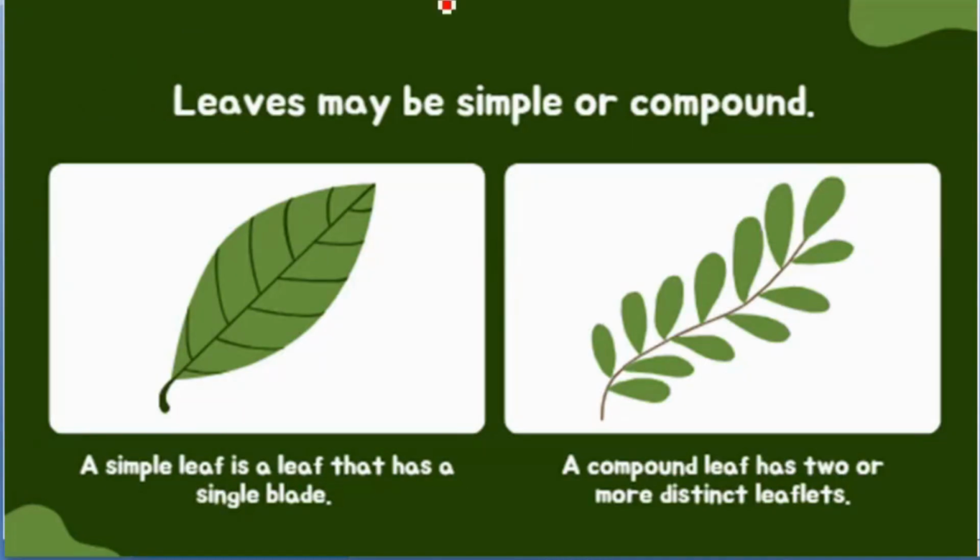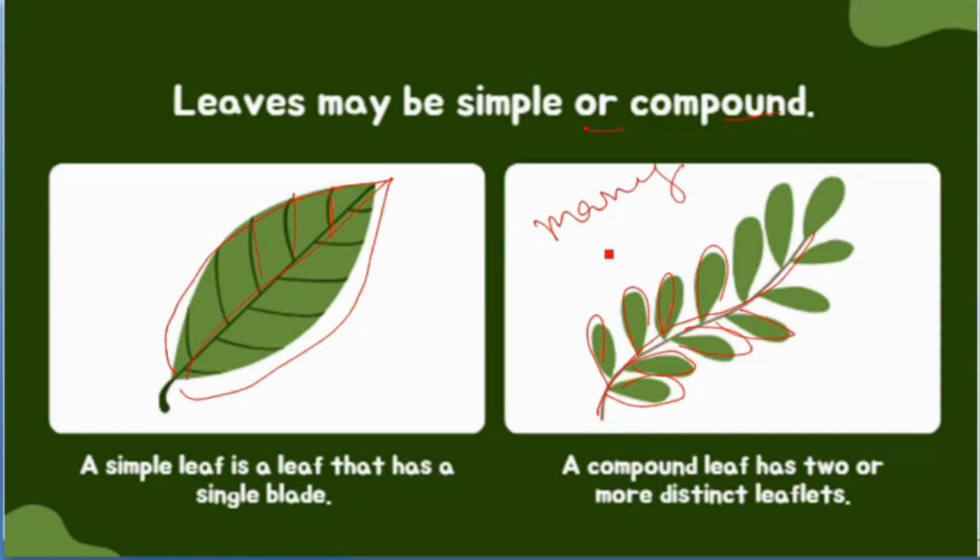Leaves may be simple or compound. A long, broad leaf is known as simple leaf. And if there are so many small leaves, like a bunch, then it is known as compound leaf. Compound means many leaves, many.